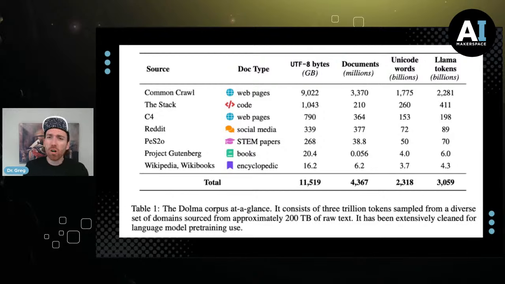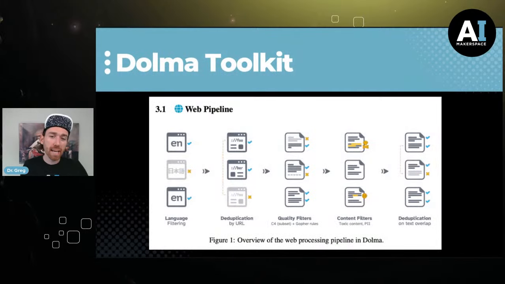Okay. Now, you might say to yourself, well, man, that's a lot. Did they use all of that? And this is where it gets really interesting because, of course, the answer is no. What they did is they actually didn't just generate the data set, but they gave us all a toolkit to actually process our own data sets in the way that they did. And this is just one example of what they did. This is what they did with their web data.